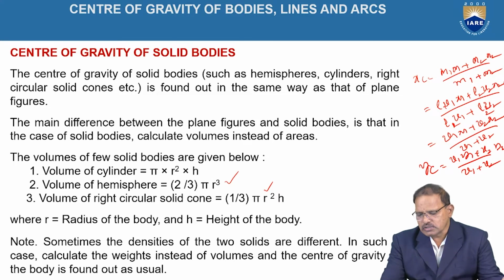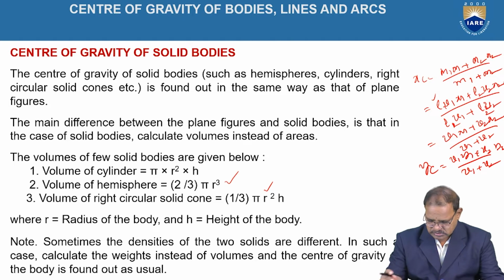Similarly, yc is equal to rho 1 v1 y1 plus rho 2 v2 y2 divided by rho 1 v1 plus rho 2 v2. These are the modified equations if the body is made up of different materials, divided into cylinders, hemispheres and right circular solid cones. These equations are enough for determining the CG values.